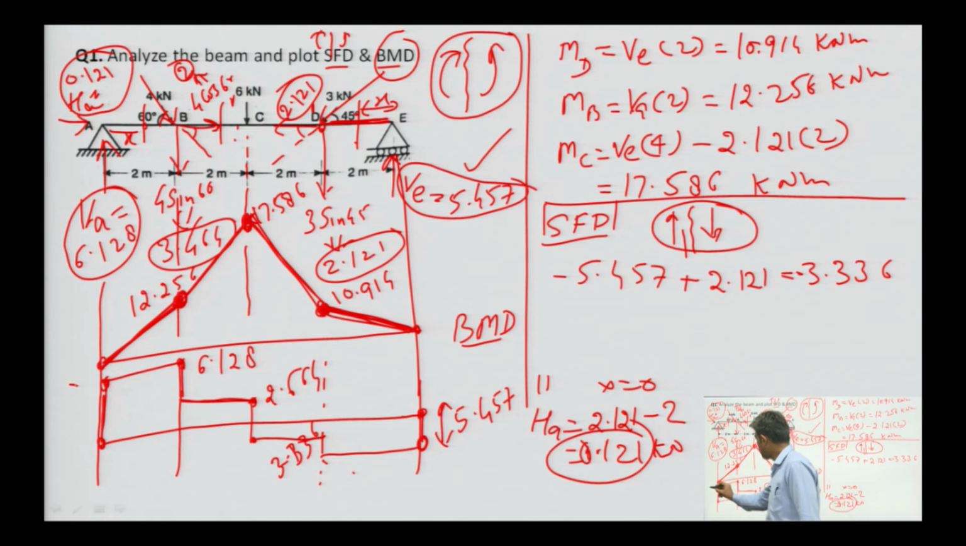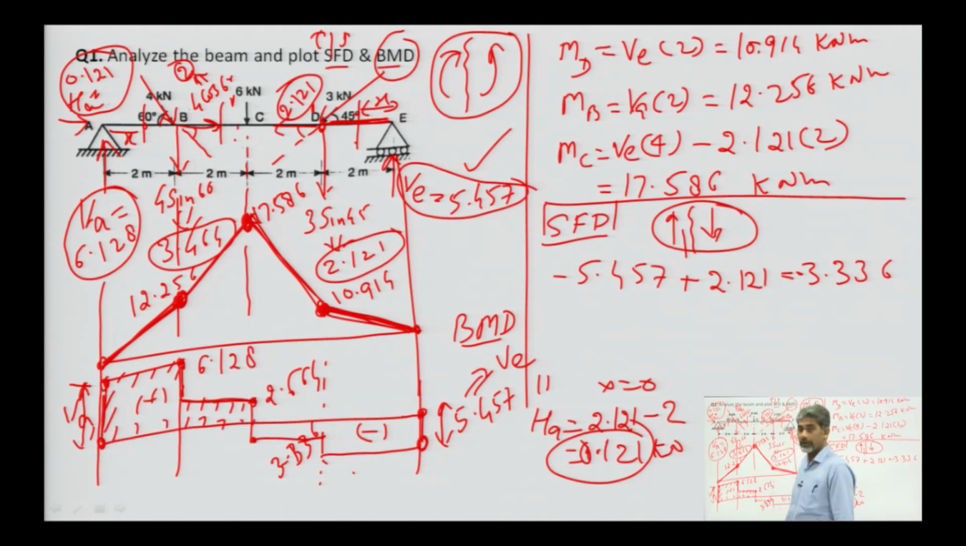So, this value is VA, this value is VE, and this value is V. This one is negative. This one is positive. This one side it is positive, and this side is the negative side. So, this is the SFD actually.